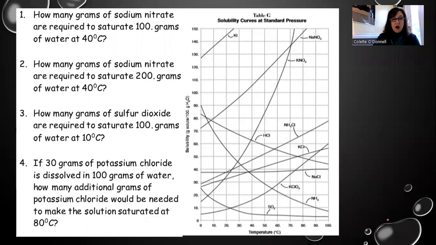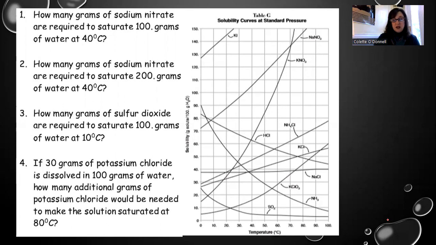Okay, now for this part, we are actually going to have to learn how to read yet another table. And this one is called the solubility curves at standard pressure. You will have available to you this curve on the test. And it actually is in the Regents reference sheet. So you'll have this for your Regents exam as well. And we have to be able to read it.